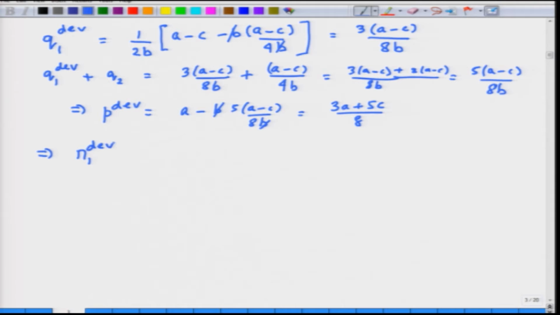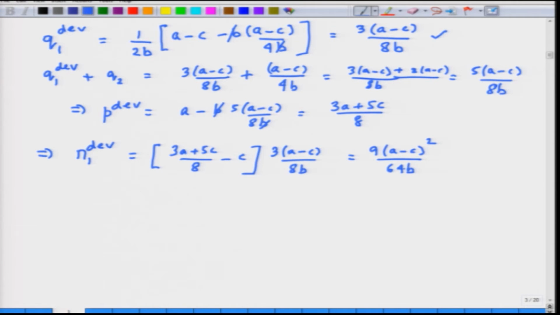which then implies that firm 1's deviation profit is the deviation price, which is (3A plus 5C) divided by 8 minus the marginal cost, times the deviation output that it wants to produce, which is 3 times (A minus C) by 8B. Now, if I do this algebra, I will have 3 times (A minus C) times 3 times (A minus C). So, that is 9 times (A minus C) whole square by 64B, and notice this is strictly bigger than the Cournot profit of (A minus C) whole square by 9B. 9 upon 64 is greater than 1 upon 9.